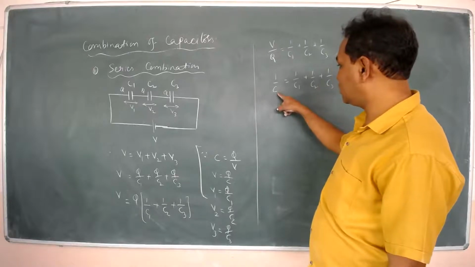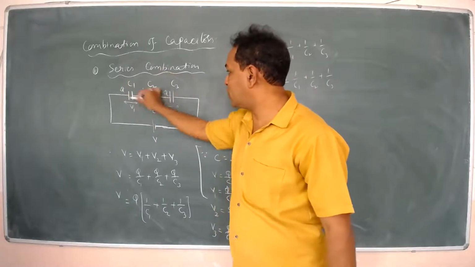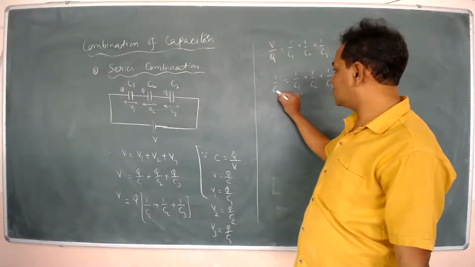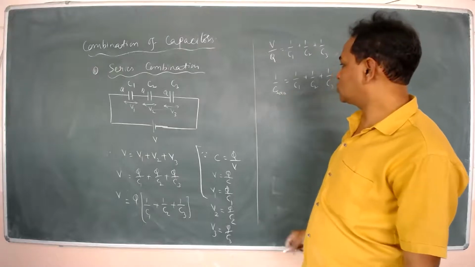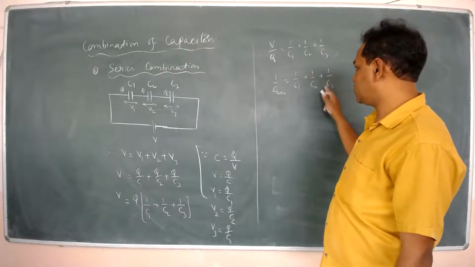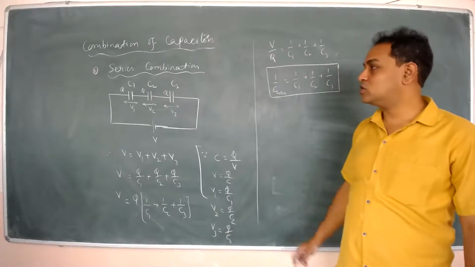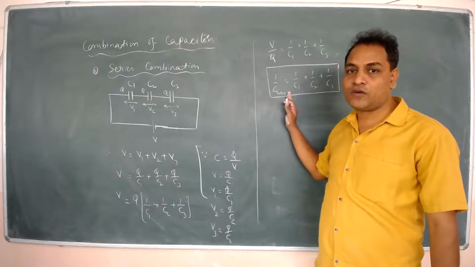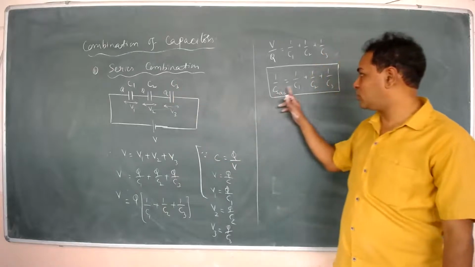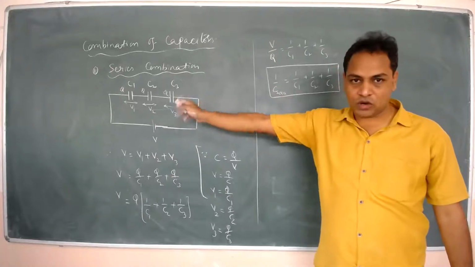Here C is nothing but the effective capacitance of all these capacitors. Since these are in series, I will write it as C series. So 1 by C series is equal to 1 by C1 plus 1 by C2 plus 1 by C3. This is the expression for the effective capacitance of three capacitors when they are connected in series. CS is called the effective capacitance of these three.